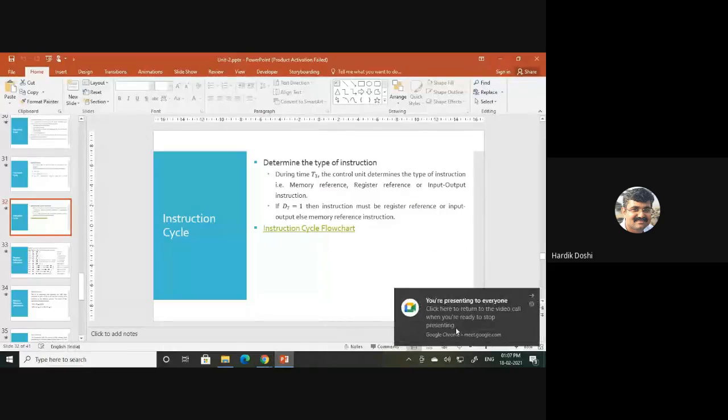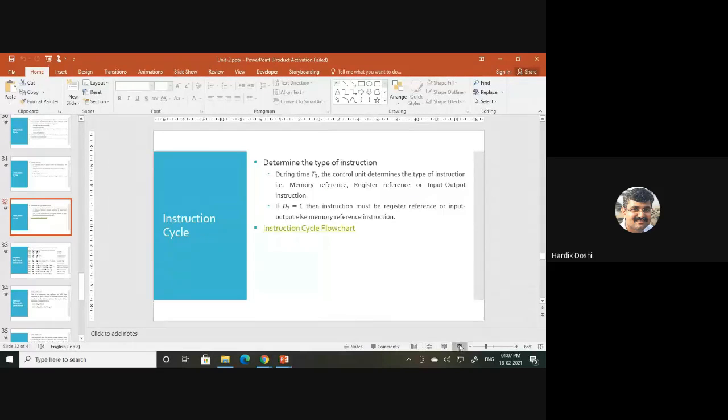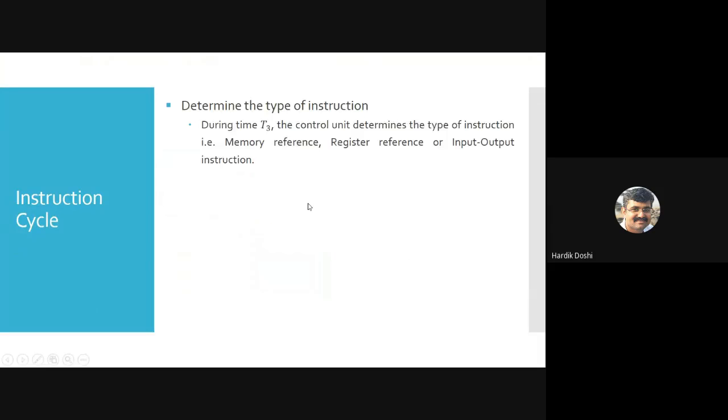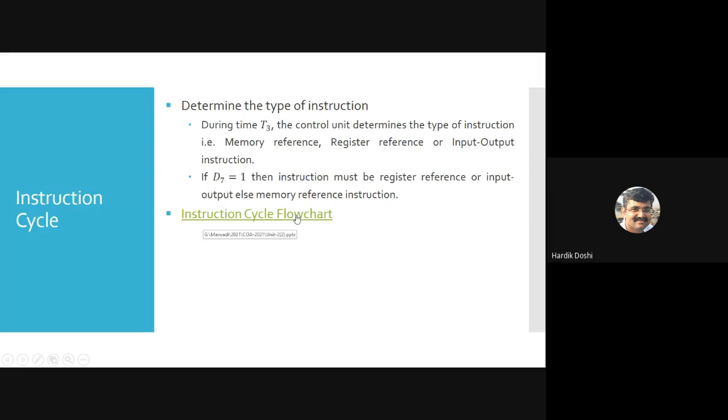Okay. Last time we discussed the instruction cycle flowchart. So let's have a quick look at that. We'll start the instruction flowchart with sequence counter SC equal to 0. Then at time T0, we transfer the address stored in PC to the address register. Then at time T1, we fetch the instruction from memory and increment the program counter by 1.